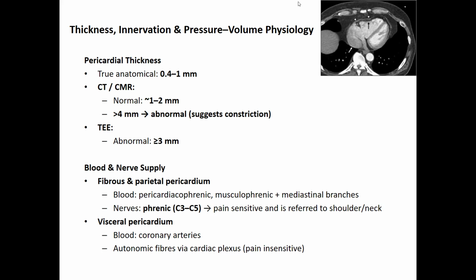On the other hand, the visceral pericardium blood supply is from the coronary arteries, and the visceral pericardium is insensitive to pain. The nerve supply is usually the autonomic fibers by the cardiac plexus. So it follows the heart, with the same nerve supply and the same blood supply, the coronary arteries of the heart.